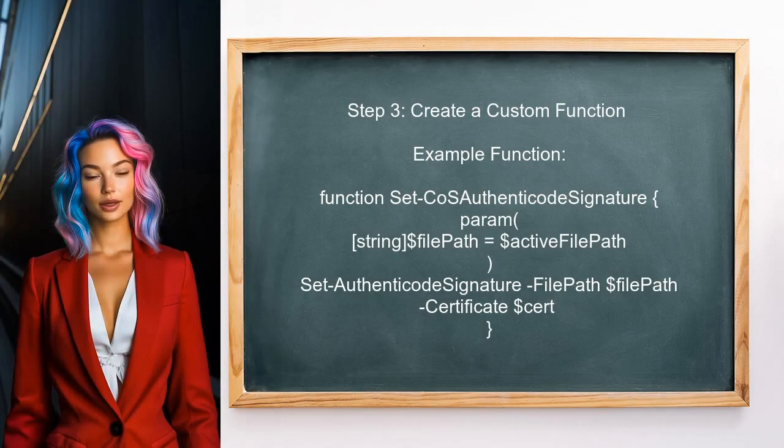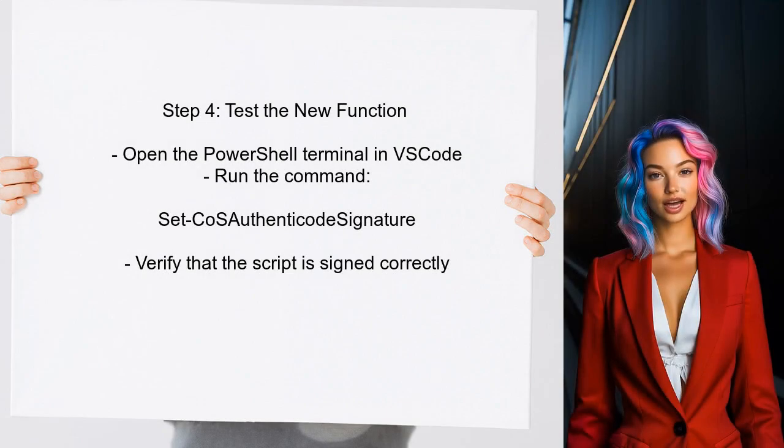After obtaining the active file's path, the user can create a custom function similar to their existing one in ISE. This function will utilize the path to sign the script without needing to type it manually. Finally, the user can test their new function in the PowerShell terminal within Visual Studio Code. This will allow them to sign the script seamlessly, just like they did in the ISE.